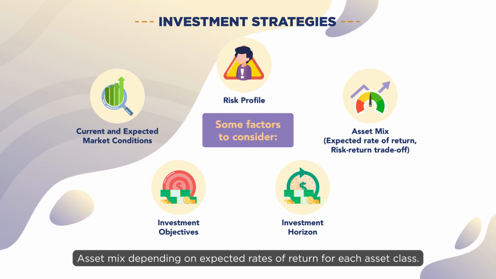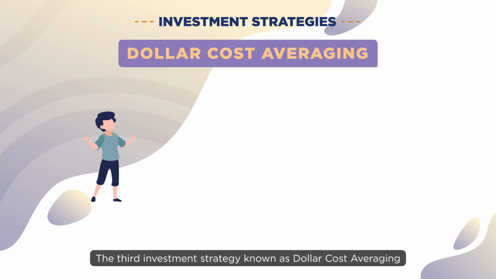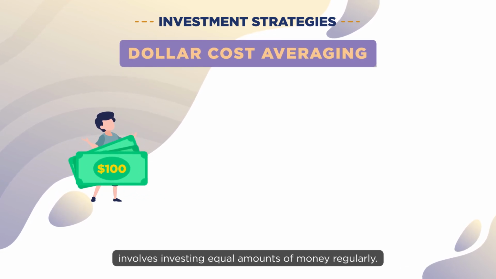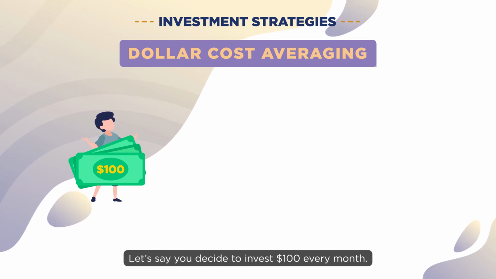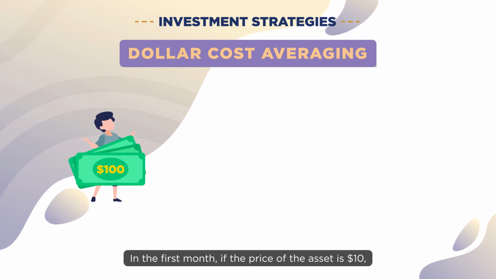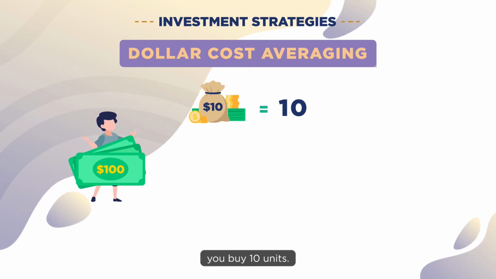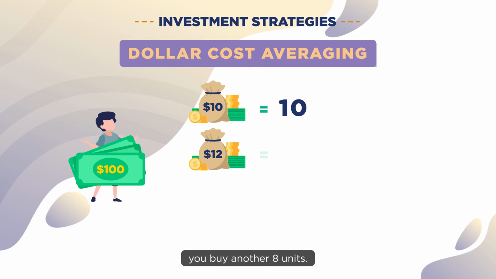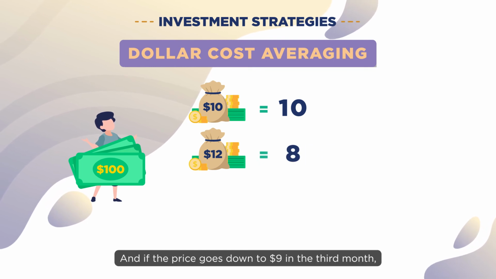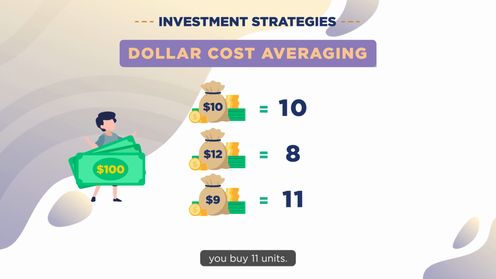The third investment strategy, known as dollar cost averaging, involves investing equal amounts of money regularly over a period of time. Let's say you decide to invest $100 every month. In the first month, if the price of the asset is $10, you buy 10 units. In the second month, the price goes up to $12. You buy another 8 units. And if the price goes down to $9 in the third month, you buy 11 units.